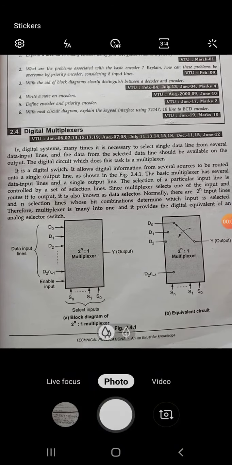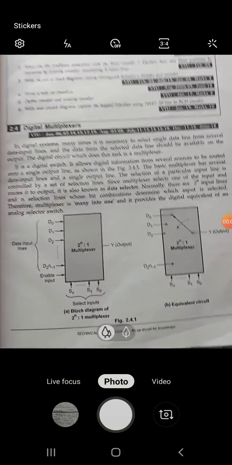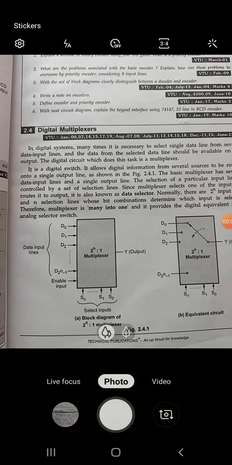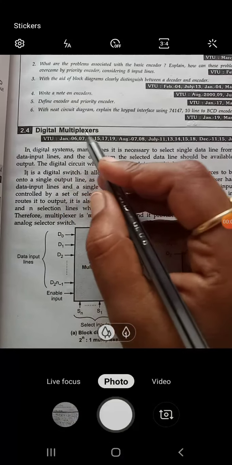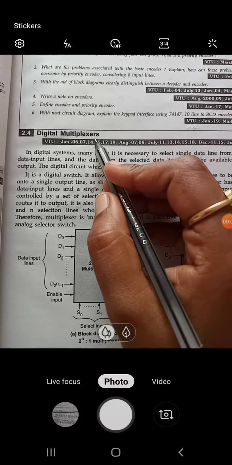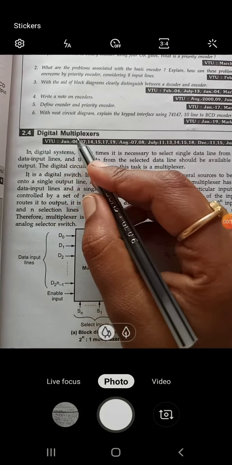Welcome to episode 5 of Digital System Design. Today's topic for our discussion is digital multiplexers. As the name says, digital multiplexer.